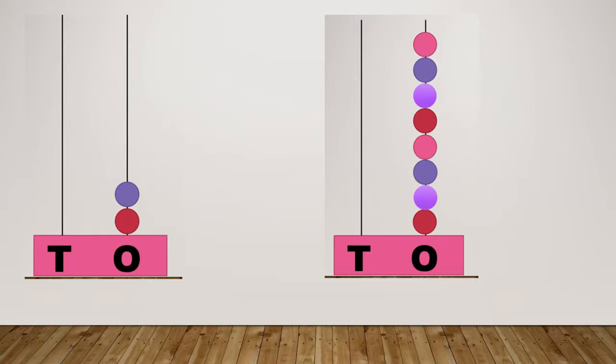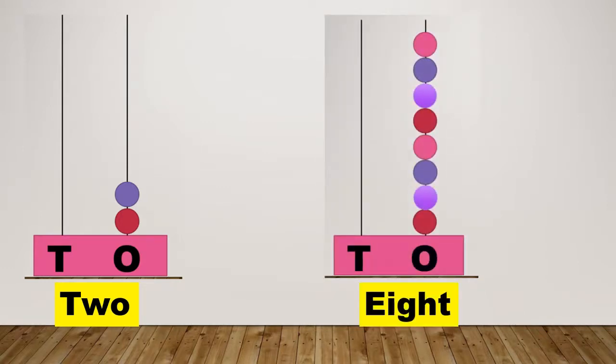Now look at this next question and tell me the answer. Count and tell me which number will come here. Yes, right. The answer is 2. Now, look at this last question. Count and tell me which number will come here. Yes, right. The answer is 8.